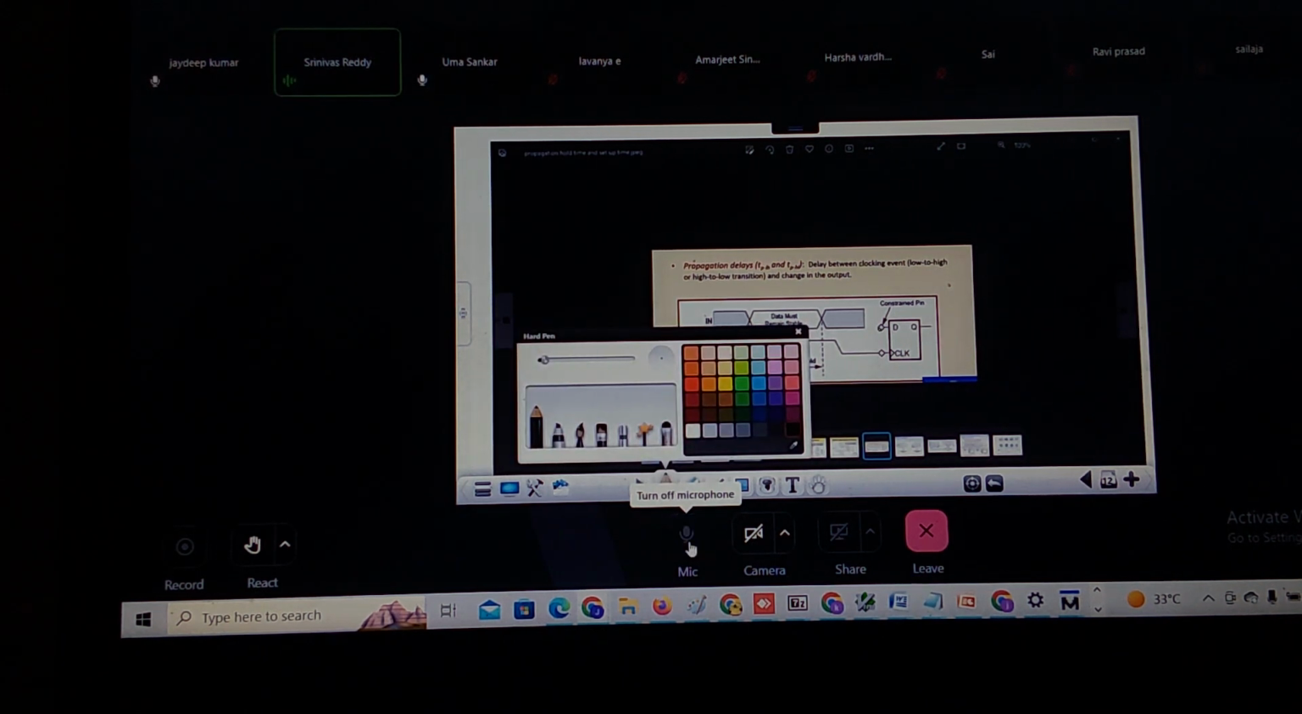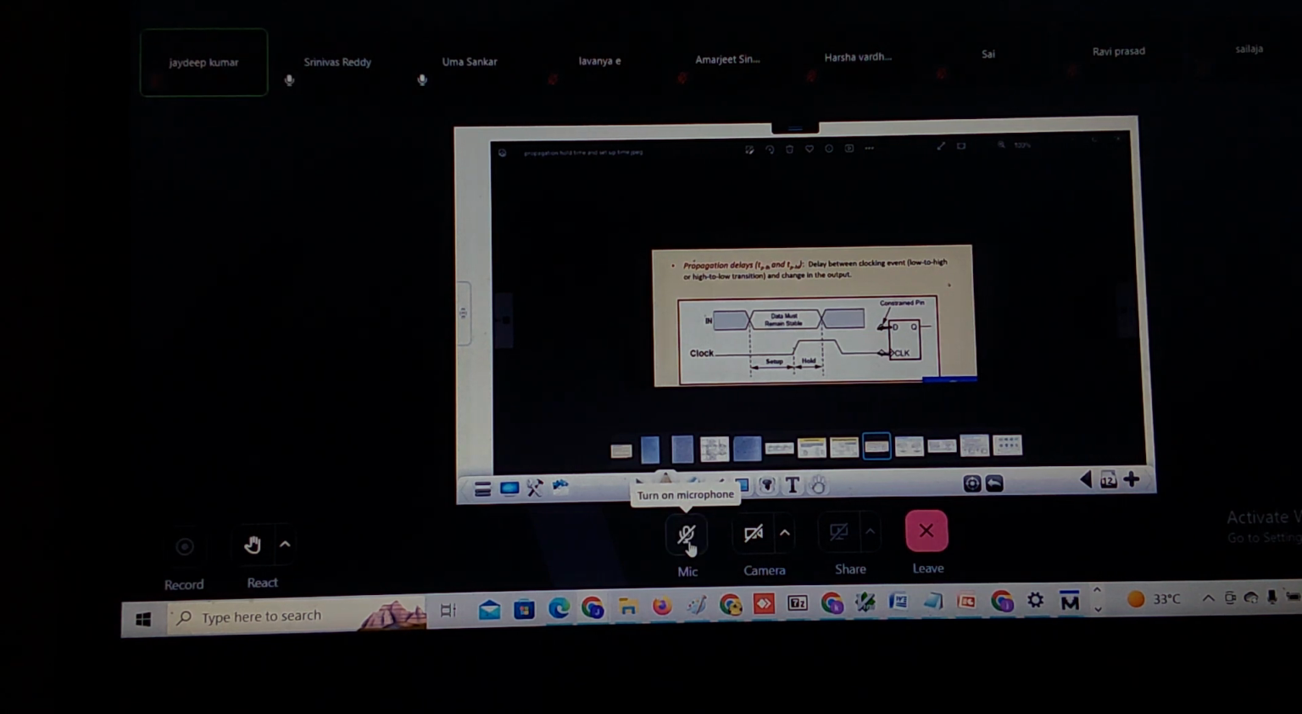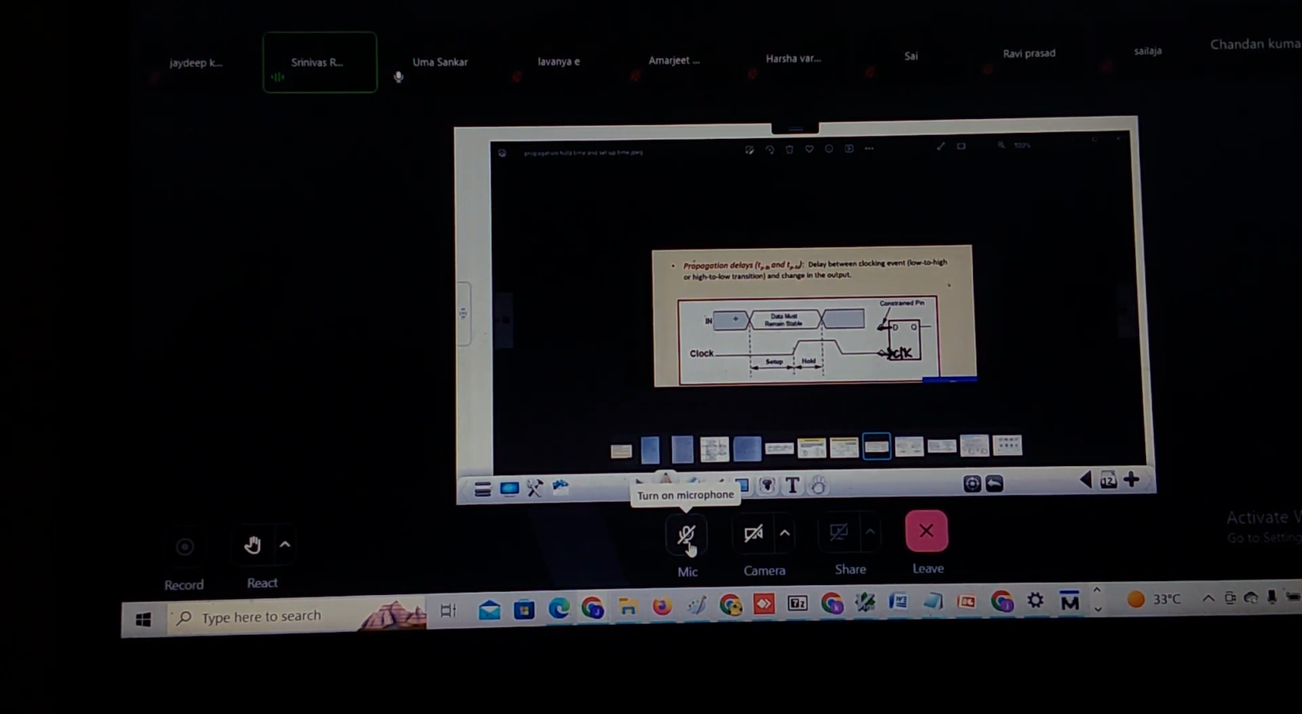Are you able to see this? Yes, sir. So this is my flip-flop, a D flip-flop. This is the input I am applying to my flip-flop, and this is the clock. Usually we draw a clock as an ideal clock, a square shape. But practically it is not true. It will take some delay for the transition from 0 to 1.